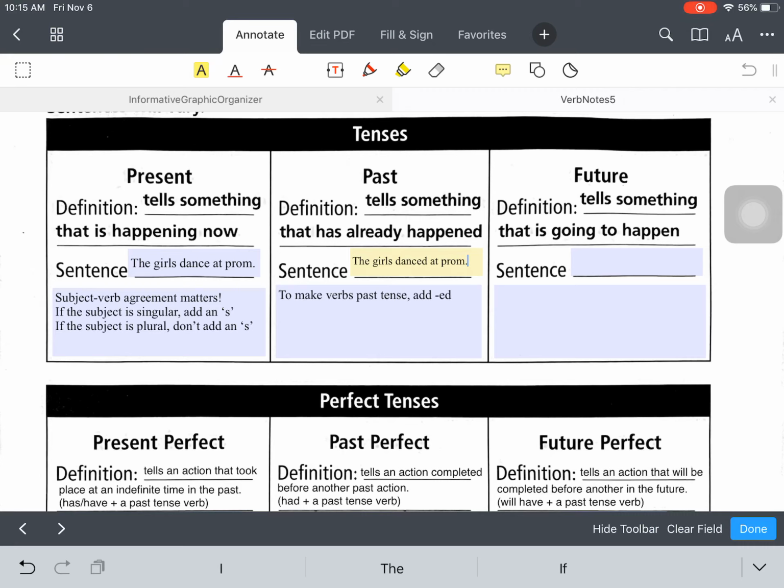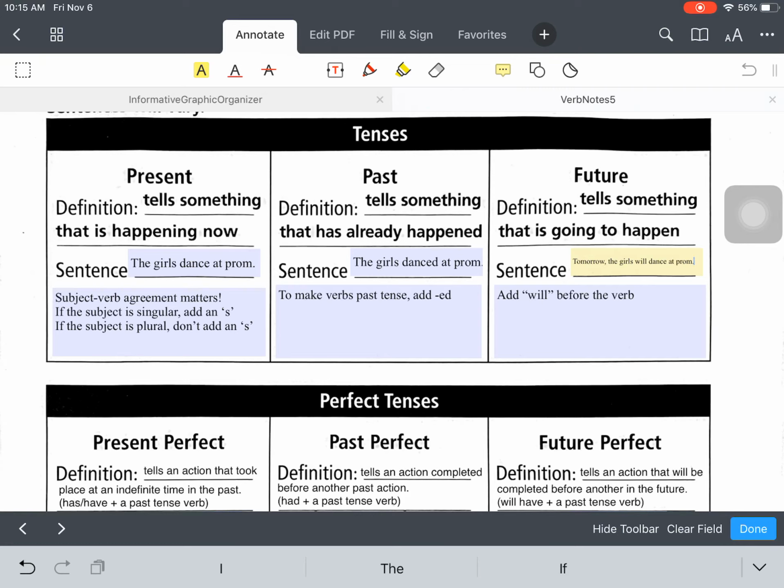Now in the future tense, that tells something that is going to happen in the future, and to make all verbs future tense that are regular verbs, you add will. So add will before the verb. So tomorrow, the girls will dance at prom. Okay, because this hasn't happened yet, so we have to add will before dance.